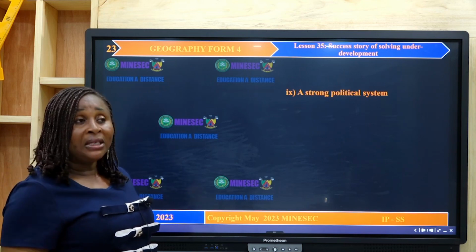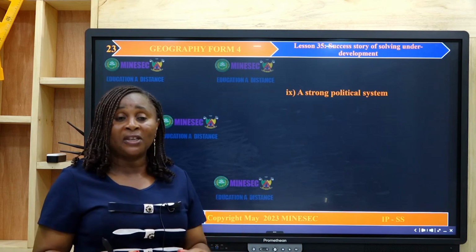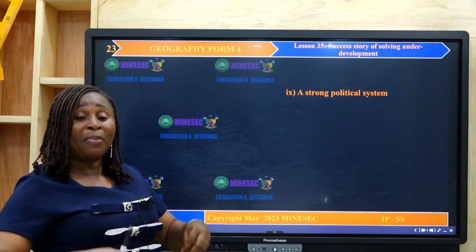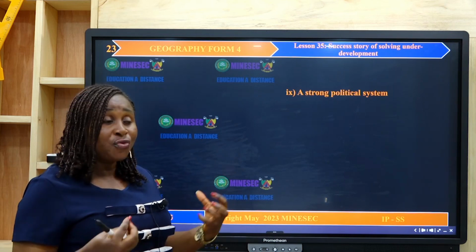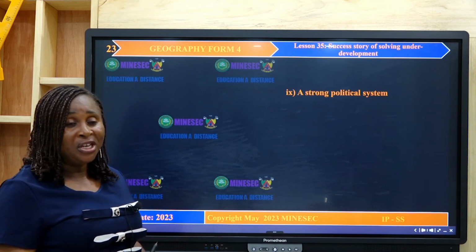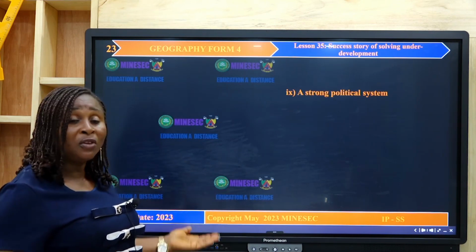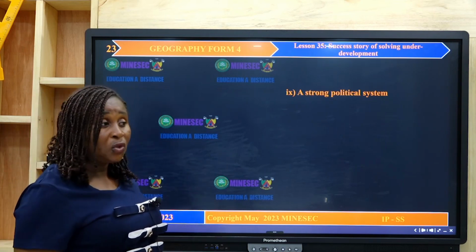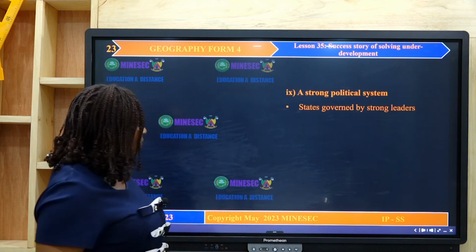A strong political system. If they implement a strong political system where leaders have love for their country, where leaders are patriotic, where leaders implement rules that are meant for the growth of the community, the country will emerge. The country will come out of poverty and will be referred to as a newly industrialized country.